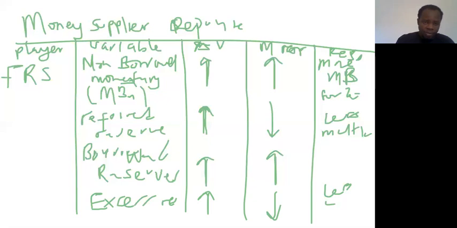So this is all for the money multiplier. In the next discussion, I'm going to solve questions using the money multiplier and the money supply so that it will make sense to everybody. Thank you.